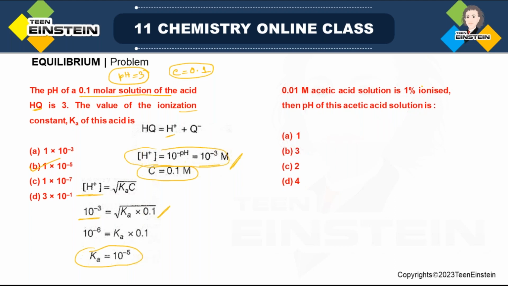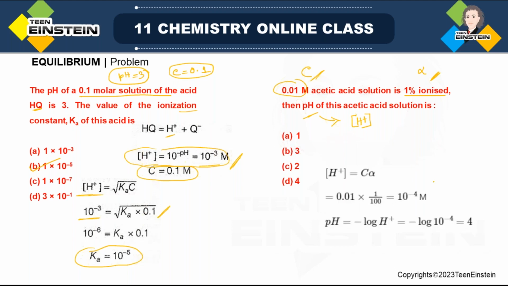0.01 molar acetic acid solution, 1% ionized. So this is actually alpha. It is given in terms of percentage, but actually the value will be 0.01. You just have to divide it by 100, 1 by 100, 0.01. The pH of this solution you have to find. Here the alpha value is given, the C value is given. You know C, you know alpha. You have to find out pH. That means first you have to find out what H plus is, right?